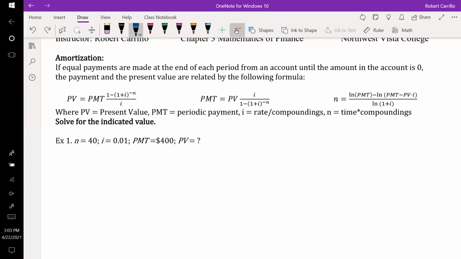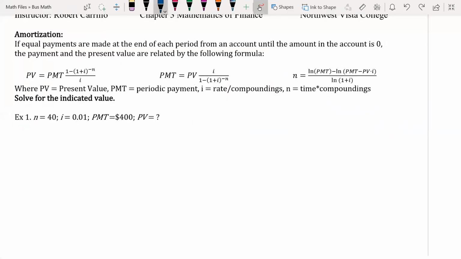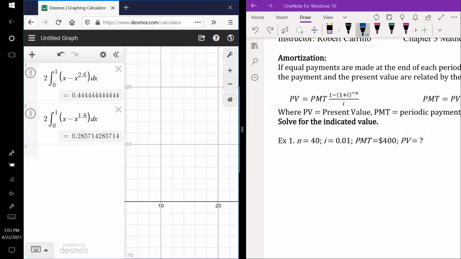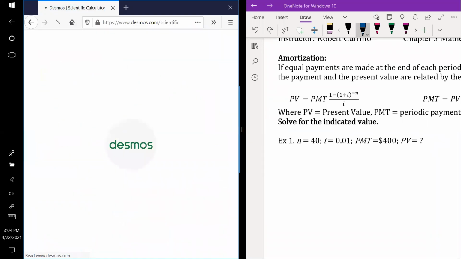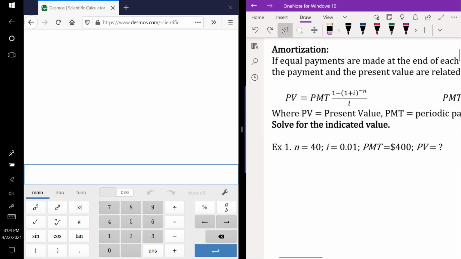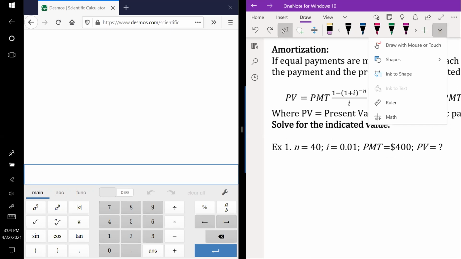Okay. All right, so this page, we're just going to practice using the formulas, which means I'll get a calculator out. I just need a regular calculator. Scientific. Okay. So example 1 says n equals 40, I is 0.01, payment is 400. What is the present value? So we just plug those into the present value formula above.